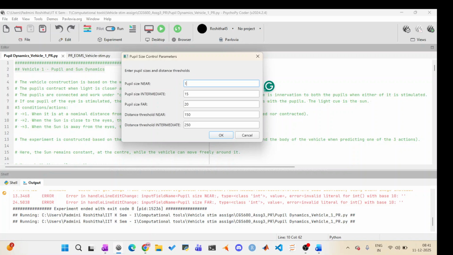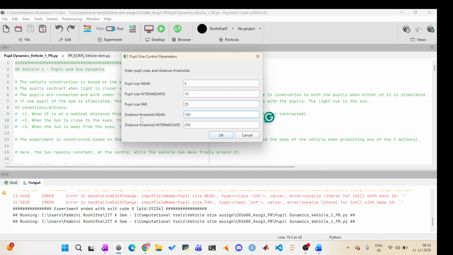For near, we are going to keep it the smallest. Intermediate, we are going to let it be at 15, and then far at 25. So basically, they have to be in ascending order. The near pupil size must be the smallest based on the physiology of a given pupil.